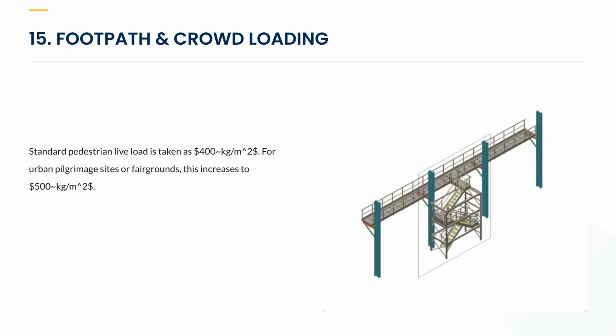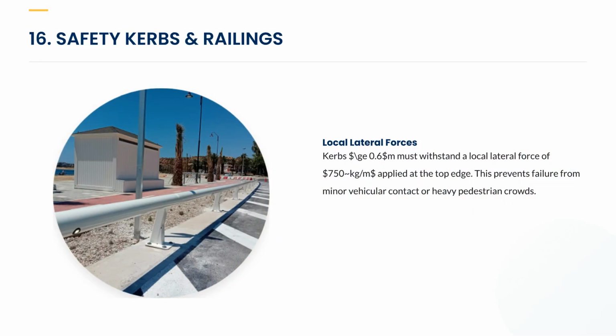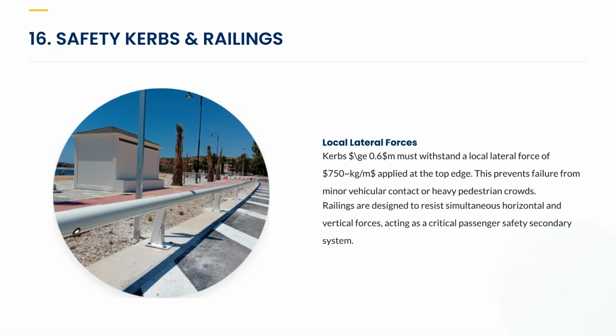The structure must be checked for scenarios where footpaths are fully occupied, while the carriageway is empty, and vice versa. Curbs must withstand a local lateral force of 750 kilograms per meter applied at the top edge. Railings resist simultaneous horizontal and vertical forces, acting as a critical passenger safety secondary system.